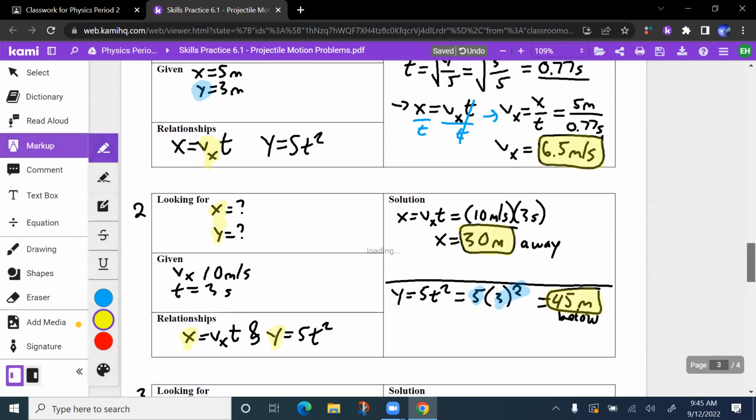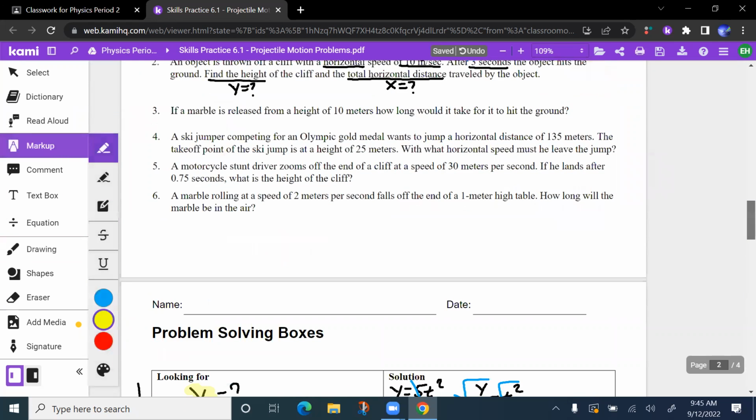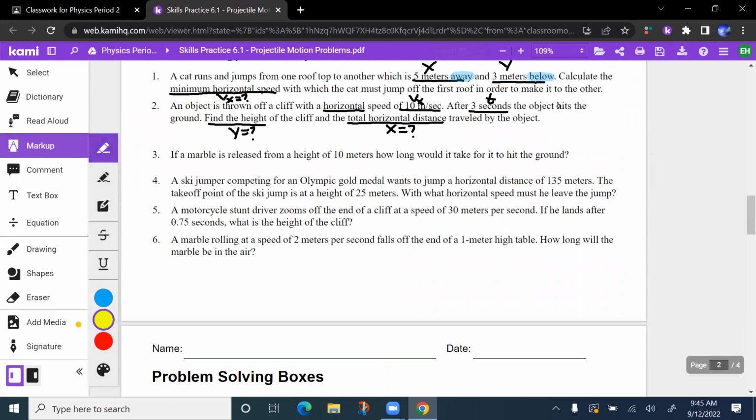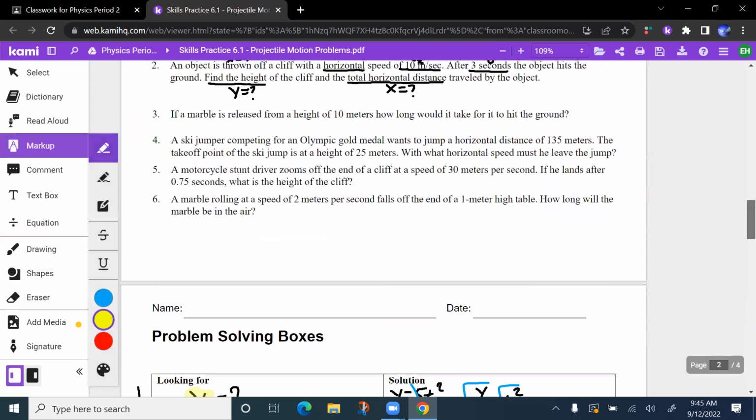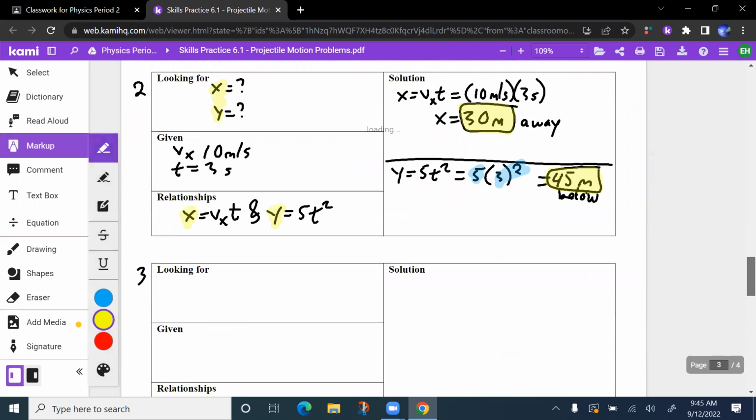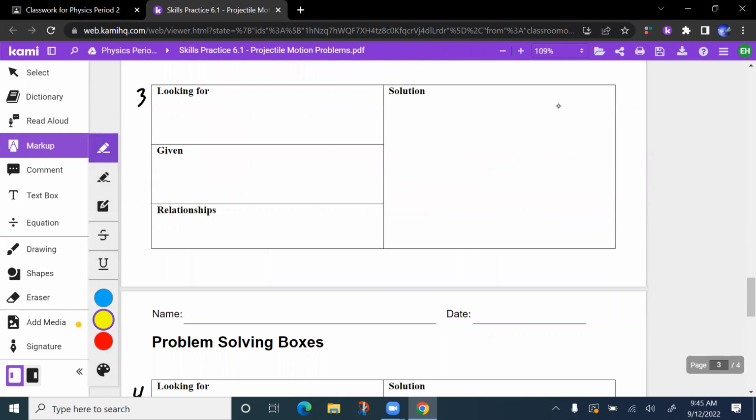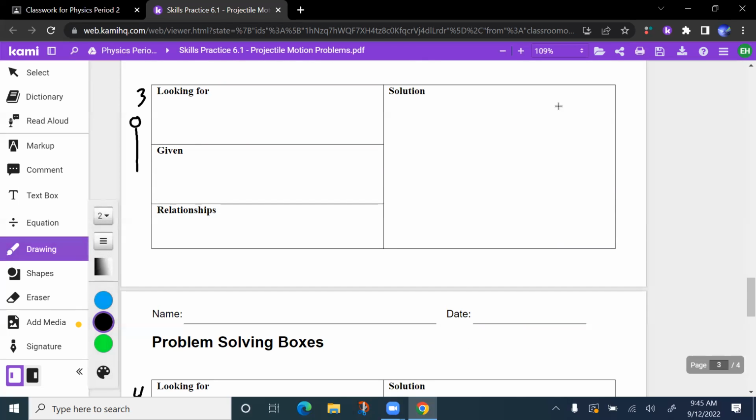Number 3. A marble is released from a height of 10 meters. How long will it be in the air before it hits the ground? This to me doesn't even sound like a projectile problem. This sounds like a free fall problem. You have a marble that's simply falling, right? So how long will it be in the air? What are we looking for? The time.